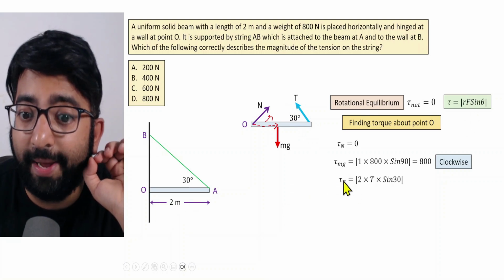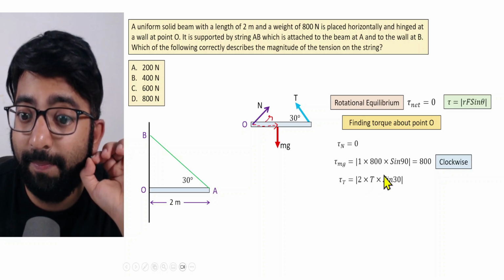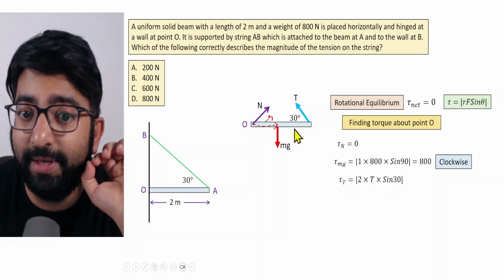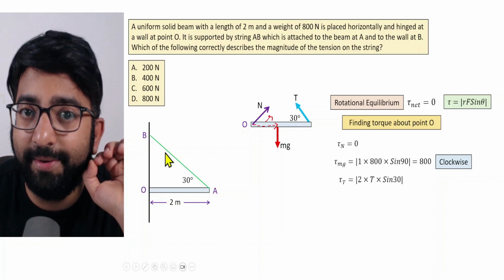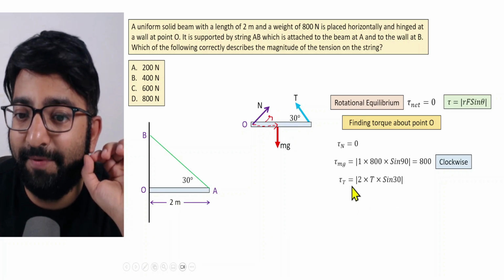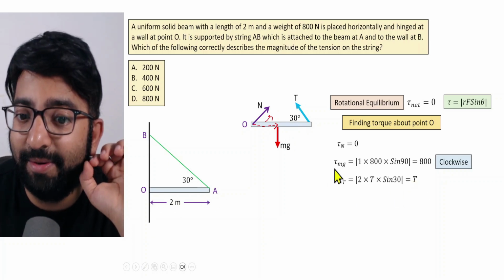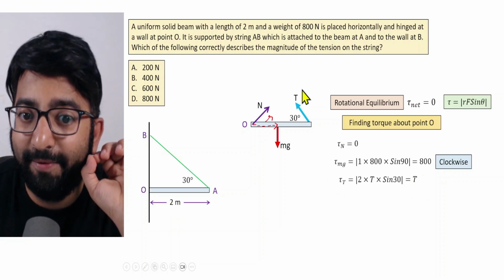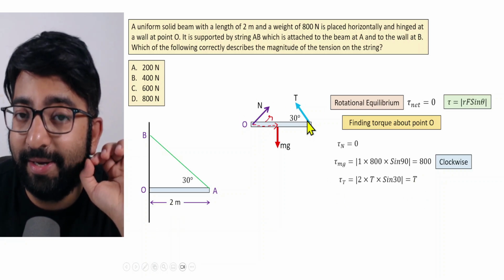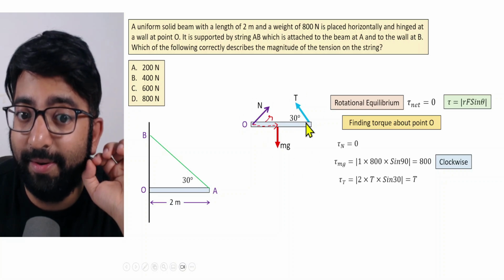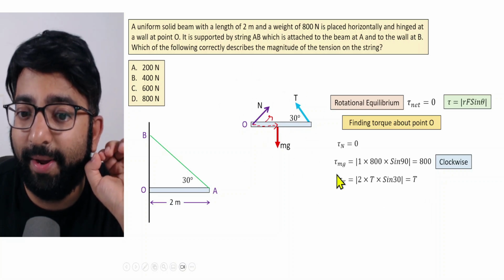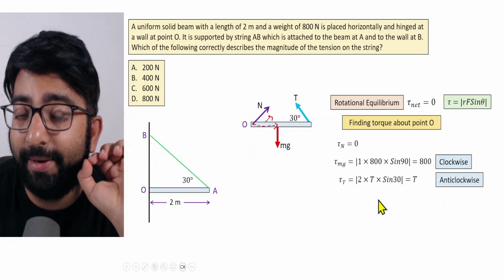And let's write down the torque expression for tension. That will be equal to 2 multiplied by T multiplied by sine 30, where 30 is the angle between OA and tension. And if we simplify this, we are going to get T as the torque due to tension. And if we observe the diagram, tension has a tendency to rotate the ladder in an anti-clockwise direction. That's why the torque due to tension will be anti-clockwise.